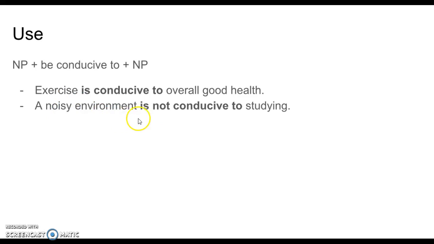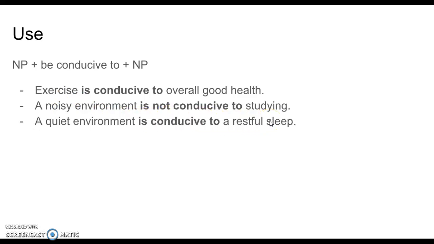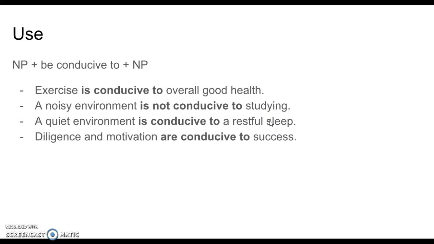A noisy environment is not conducive to studying. A quiet environment is conducive to a restful sleep. Diligence and motivation are conducive to success. So you can see that in all of these sentences, we're following this pattern: noun phrase, be conducive to, and then a noun phrase. So we can see that the definition is pretty clear in the use of conducive to.